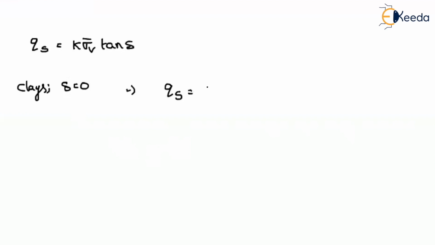Now coming to the frictional resistance. What about the frictional resistance? Qs can be written in general as K into effective vertical stress sigma into tan delta. This can be applied for any type of soil. If you are talking about clays, the delta value will be considered as 0, so this becomes undefined. So that's why in clays, Qs will be considered as alpha into Cu bar.